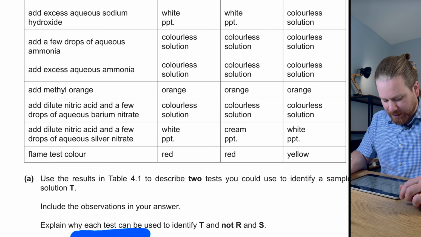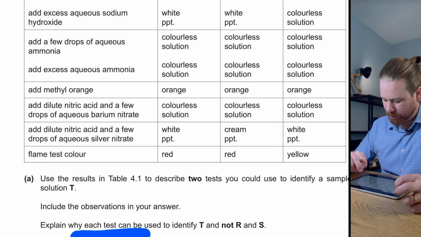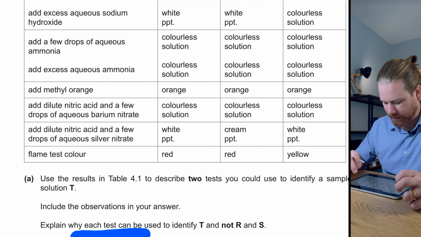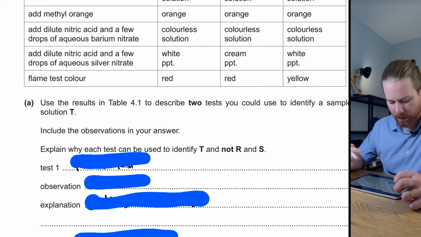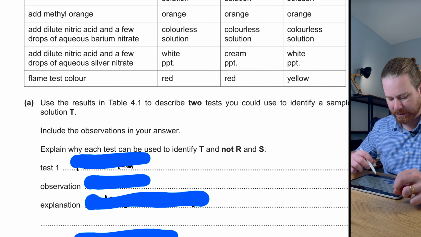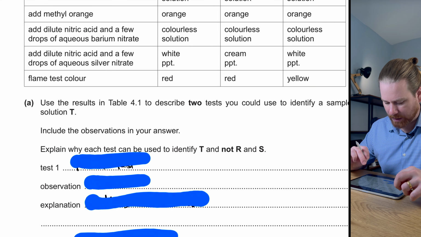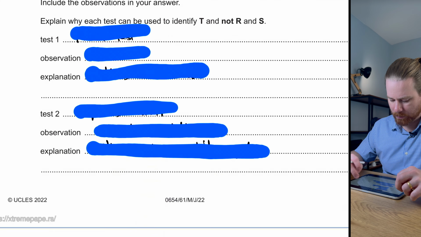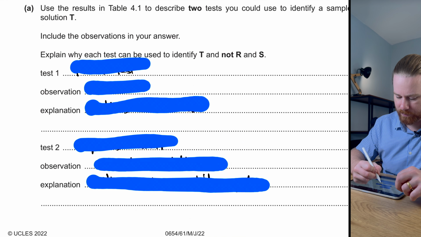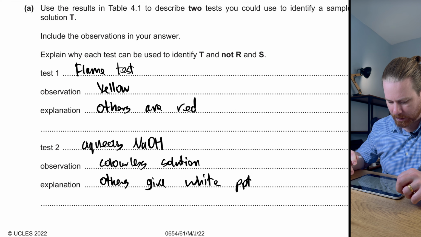Use the results in table 4.1 to describe two tests you could use to identify a sample of solution T, including the observation in your answer. And then explain why each test can be used to identify T and not R or S. So what do we have? So we have our answers here.